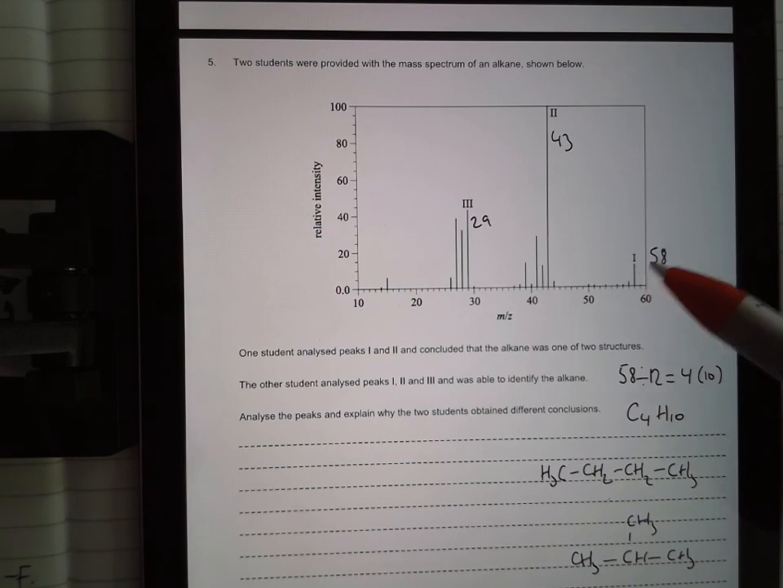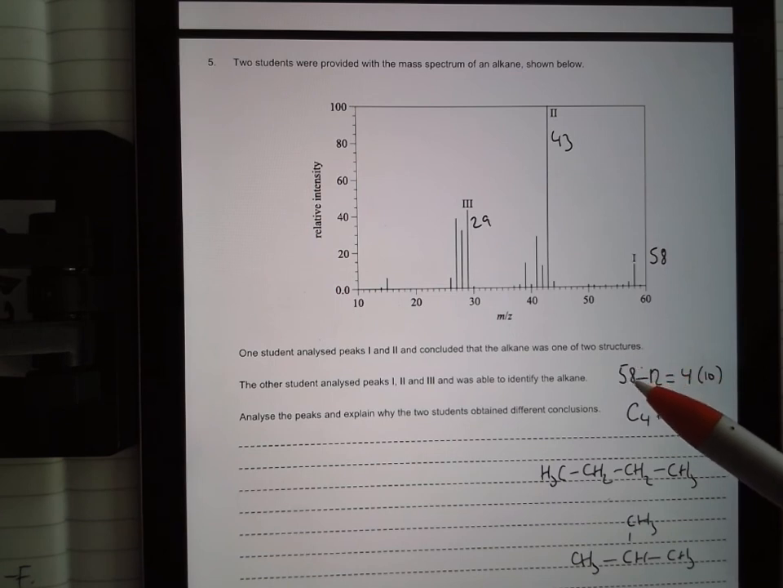Because it's an alkane, we know it only contains carbons and hydrogens, so I can use this molecular mass to work out the molecular formula. I need to see how many carbons it can possibly contain. 58 divided by 12 is going to be 4. 4 twelves are 48, which means I've got 10 left over. That means my molecular formula is going to be C4H10, and that's butane. That totally fits the general formula of an alkane: 4 carbons, 10 hydrogens.